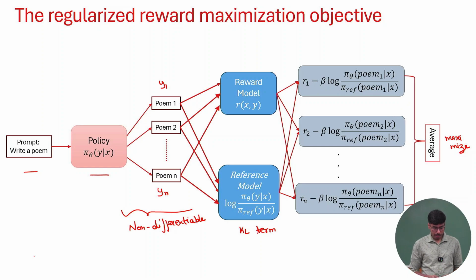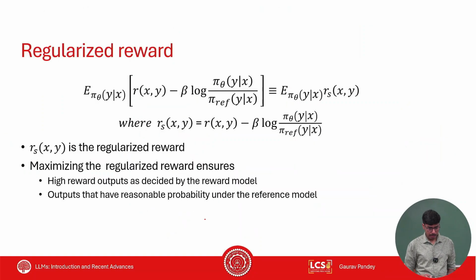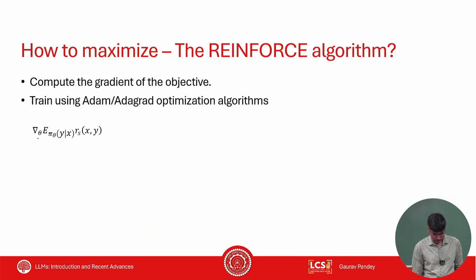So what do you do in that case? If you cannot backpropagate the gradient from here all the way to the policy, then you have to do something else. Okay. So this is just a note on regularized reward. If you maximize the regularized reward, you ensure that outputs that are generated by the policy have high reward and they have reasonable probability under the reference model. I'm using this notation R_S for the regularized reward. Okay. So now the question is, how do we maximize?